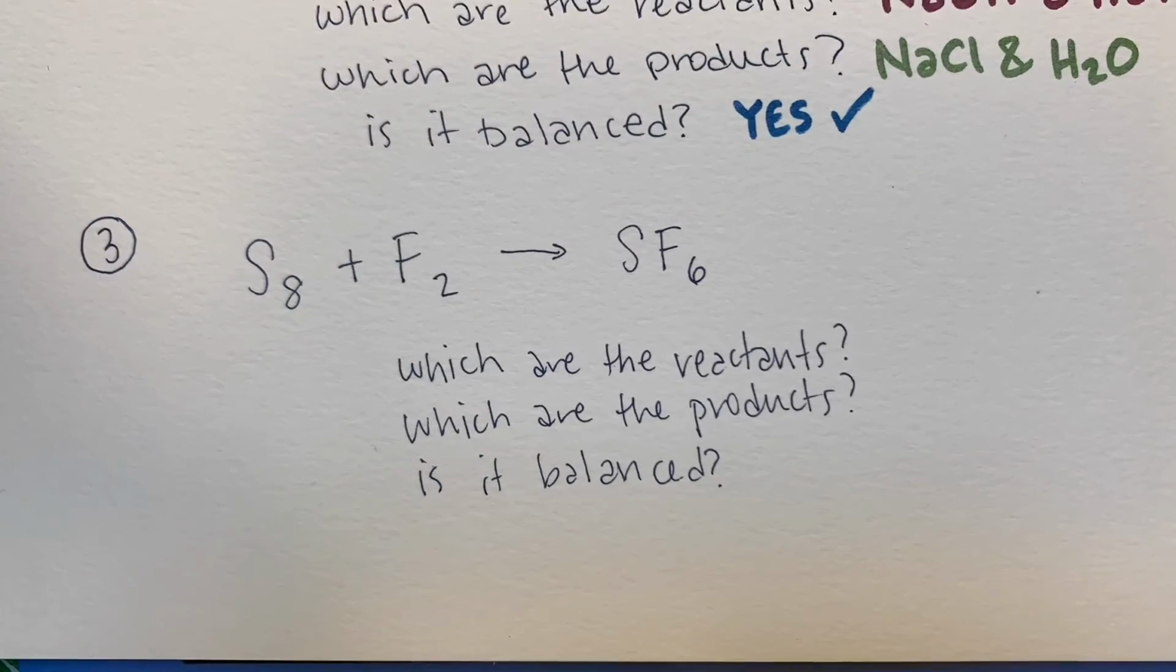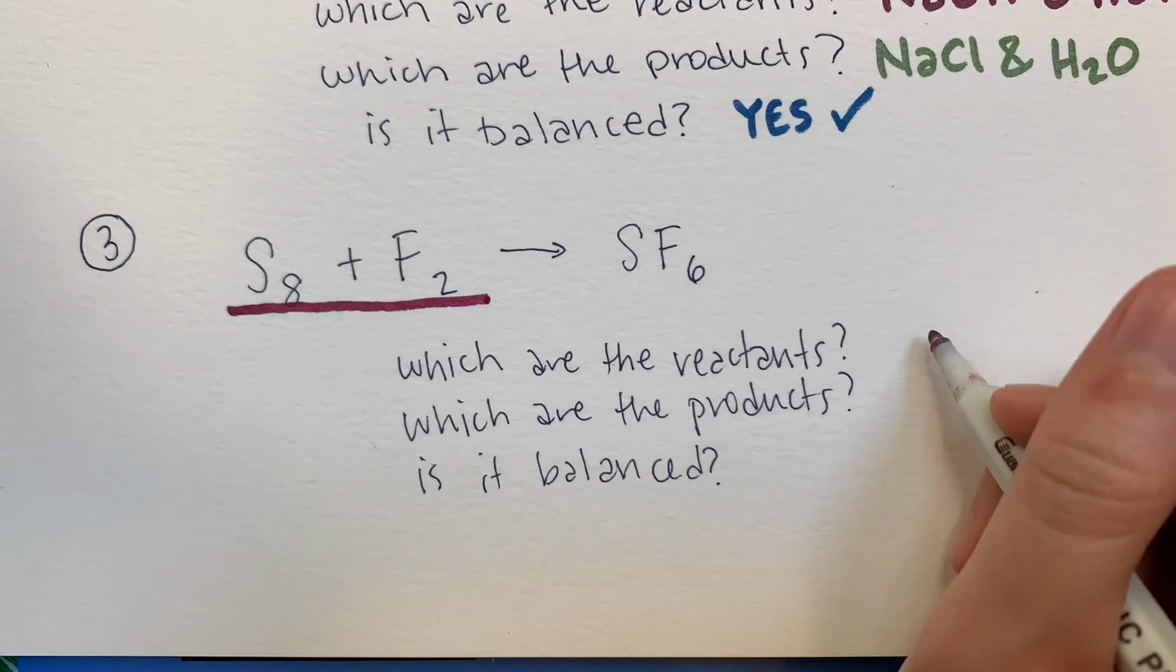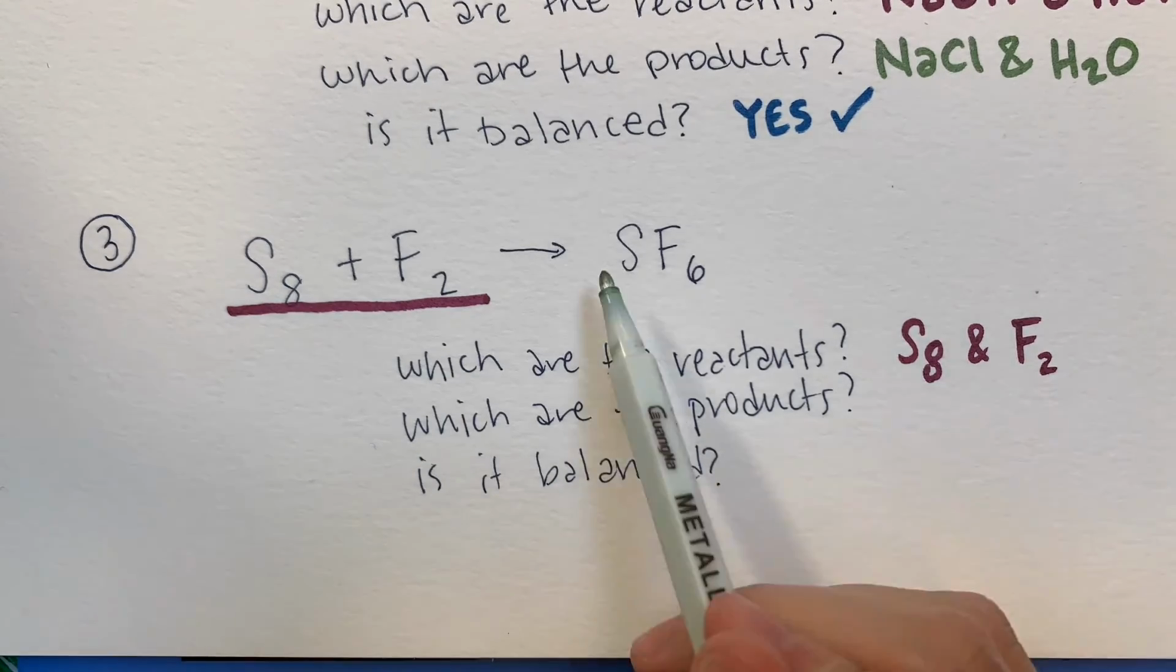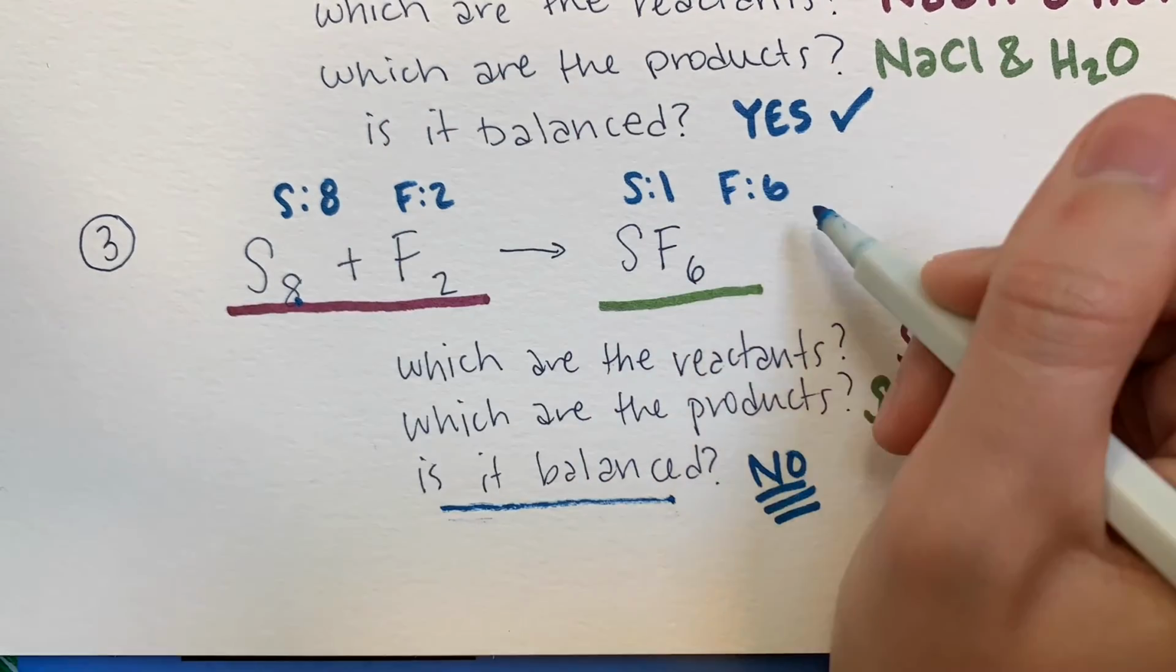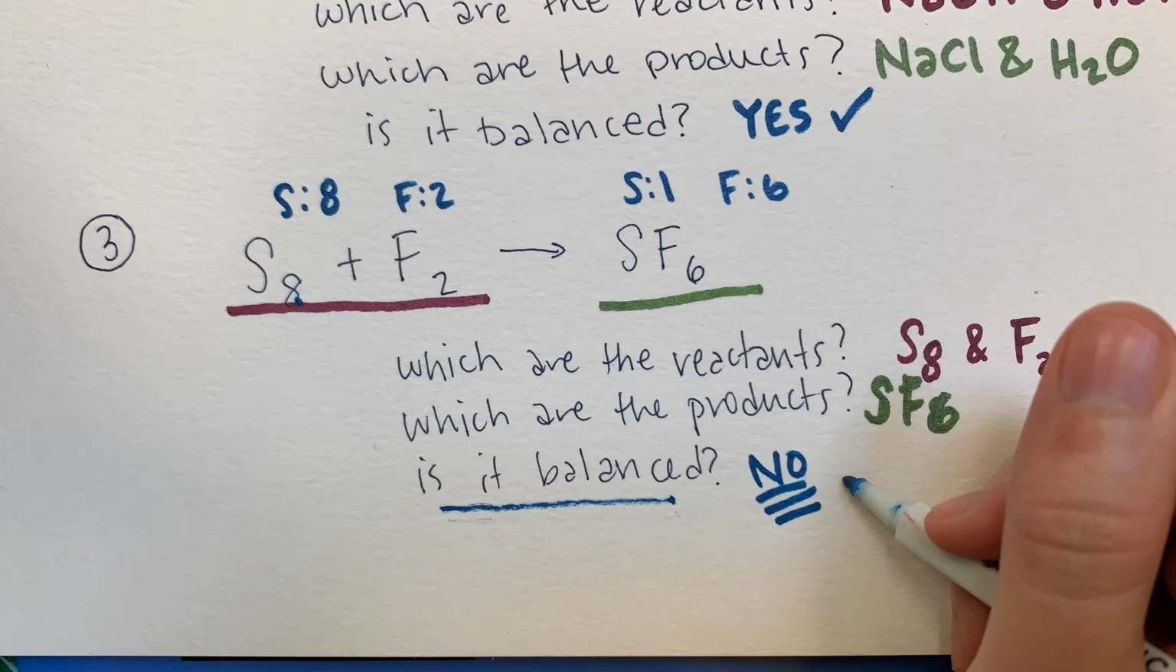Let's do one more. For the chemical equation, what are the reactants? What are the products? And is it balanced? This is an example where the chemical equation is unbalanced. We clearly see that there are far more sulfur atoms in the reactant side than the products, and there are far more fluorine atoms in the products than the reactants. This formula can be balanced by adding the appropriate coefficients to increase the number of molecules involved in the reaction.